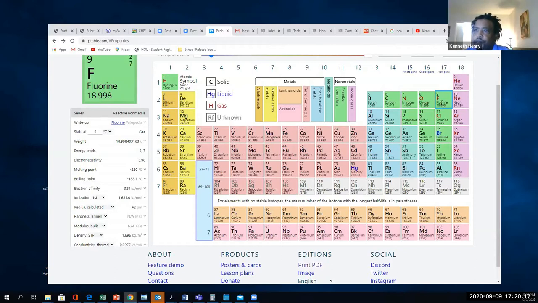Here we have fluorine. You see fluorine? You see where fluorine's located at? Fluorine is a halogen. Now, the halogens are really close to being a noble gas. If they get one more electron, they're going to act like neon. They're going to be like neon. So if you gain one electron, you get to be like neon.